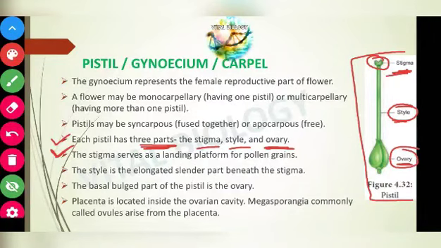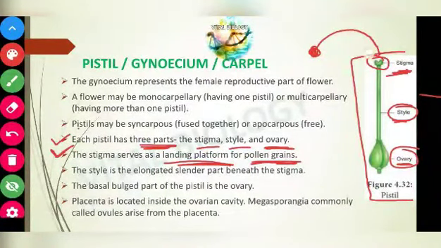So the stigma serves as a landing platform for the pollen grains. When pollination takes place, the pollen grain goes and lands on the stigma, so it should stand there, right? This is a flat, landing-platform-like structure. Okay, let us go through the next point, that is the style.